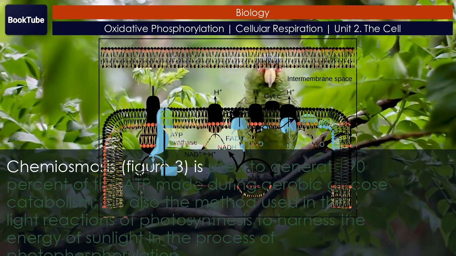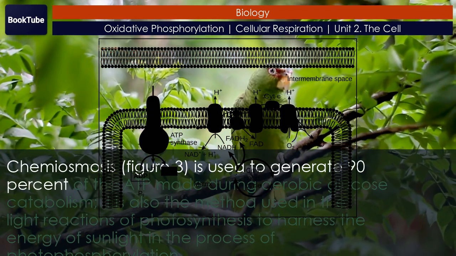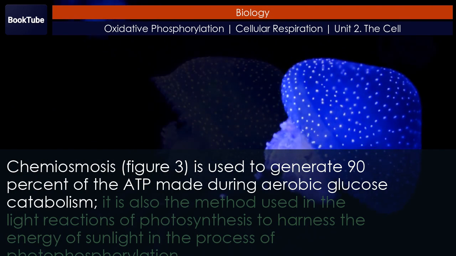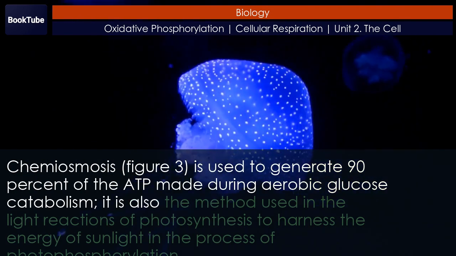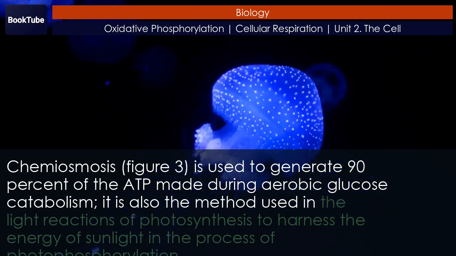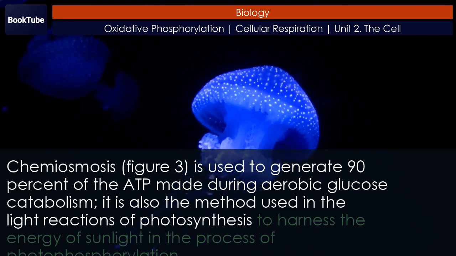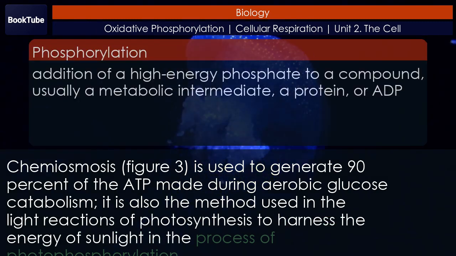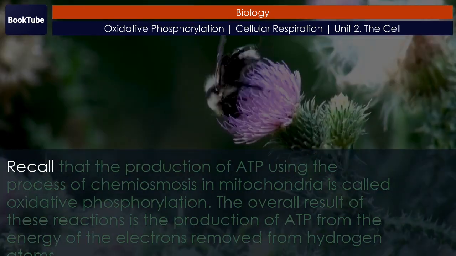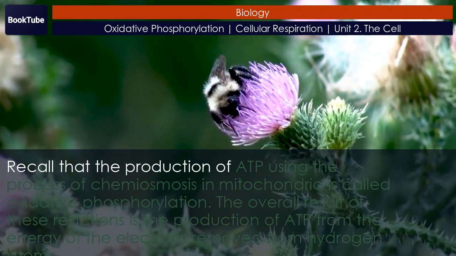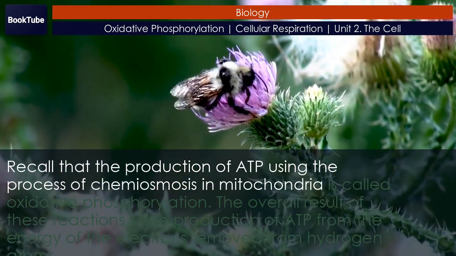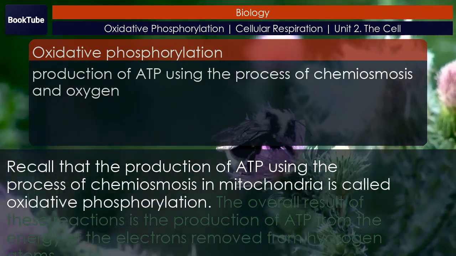Chemiosmosis, Figure 3, is used to generate 90% of the ATP made during aerobic glucose catabolism. It is also the method used in the light reactions of photosynthesis to harness the energy of sunlight in the process of photophosphorylation. Recall that the production of ATP using the process of chemiosmosis in mitochondria is called oxidative phosphorylation.